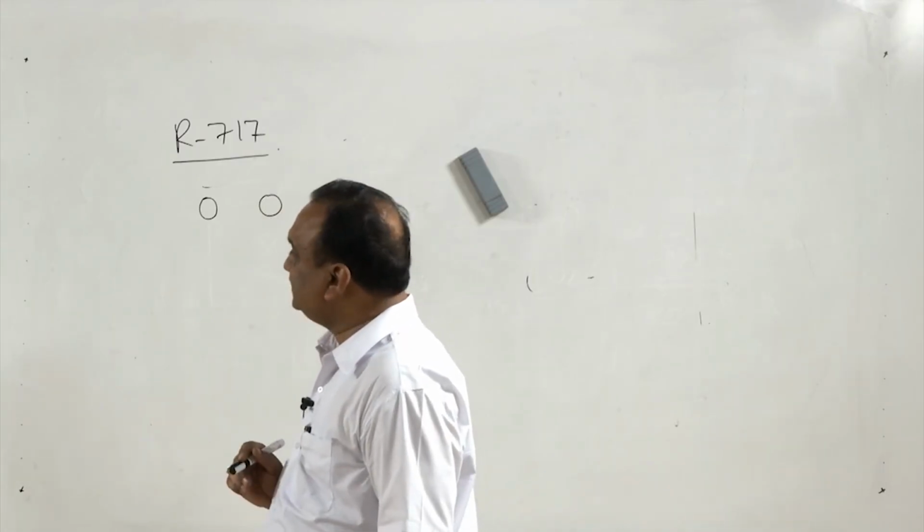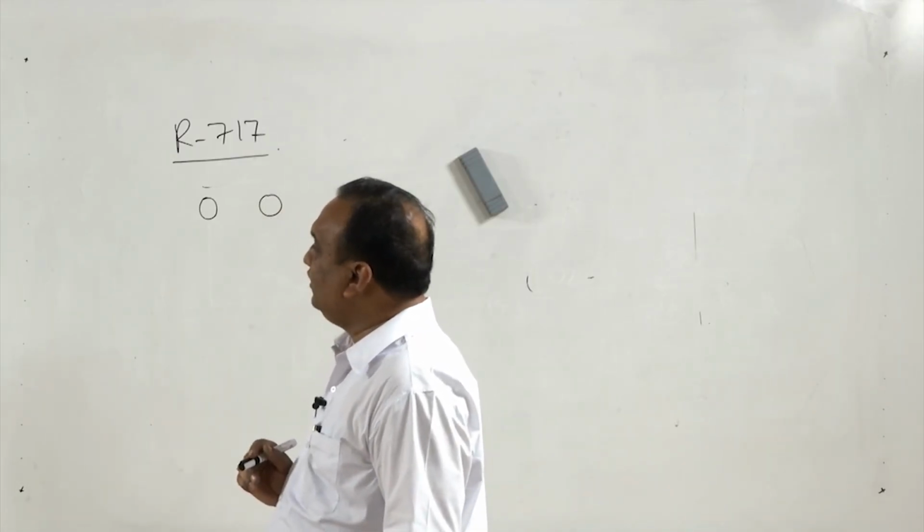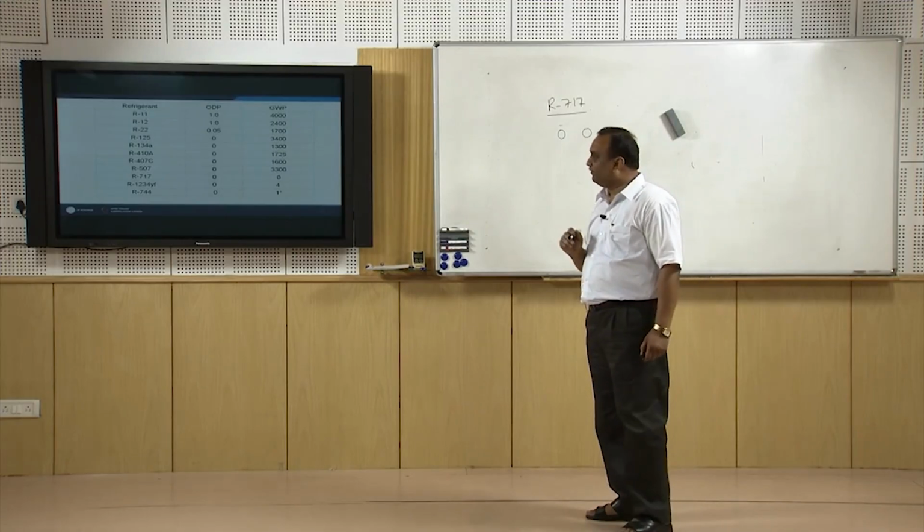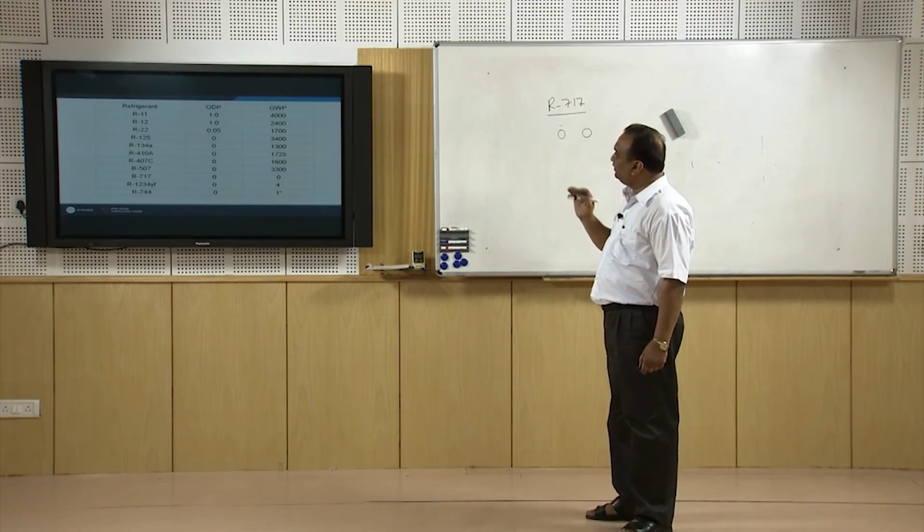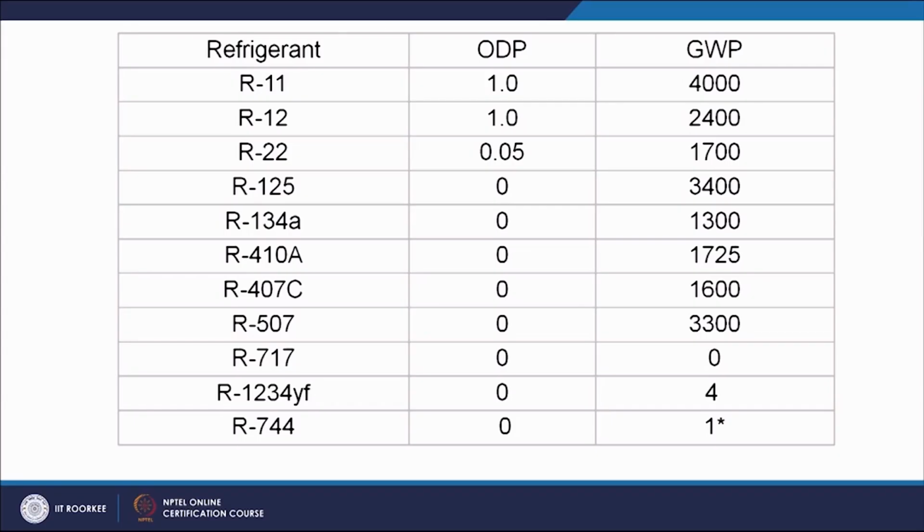New refrigerants like R1234YF are new in the market, with very low global warming potential and no ozone depletion potential. But this refrigerant is slightly flammable, so some flammability related issues are there with this refrigerant.